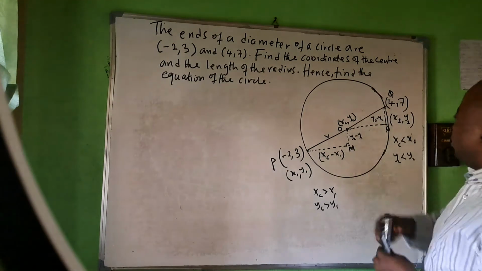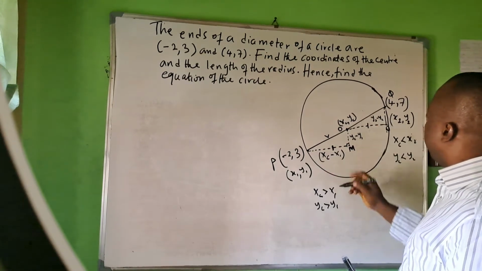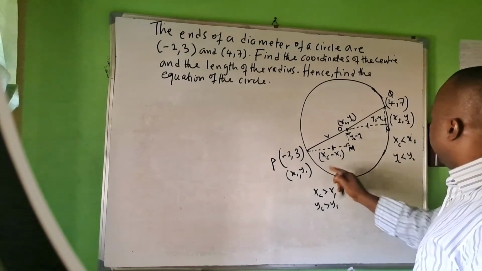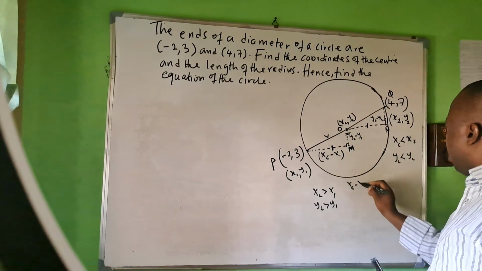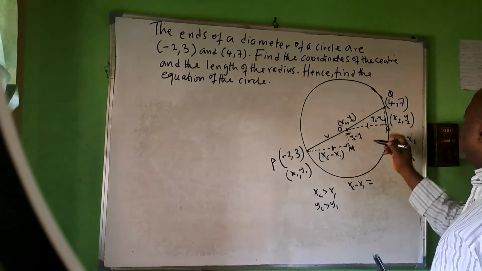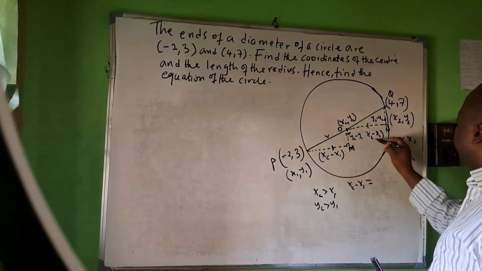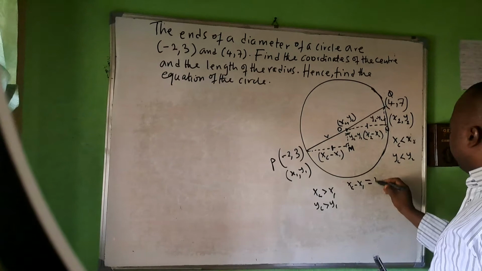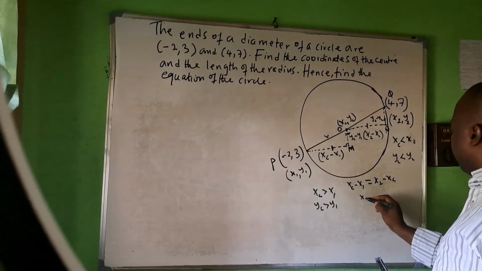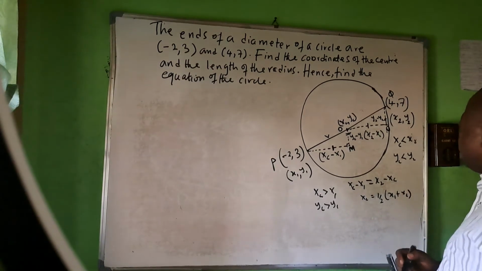Now, because this is a radius, this side of this triangle and this side of the triangle are equal. Likewise, the vertical components are equal. What it means is XC minus X1 must be equal to, from this point to this point, X2 minus XC. So, in the algebra, you have XC equals half of X1 plus X2.